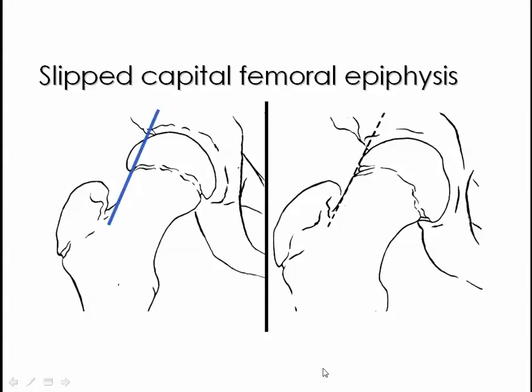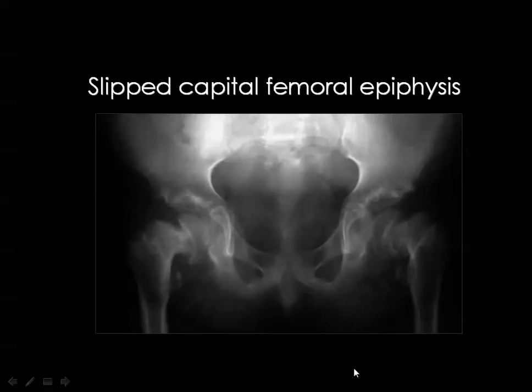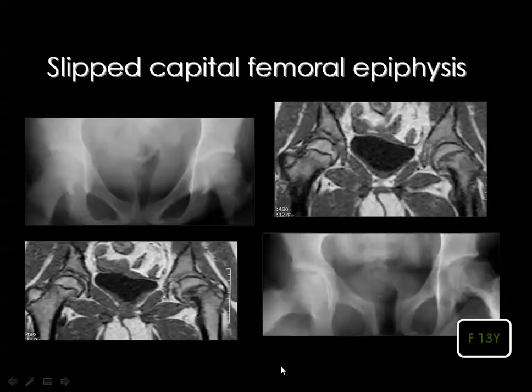You draw this line tangential to the superior aspect of the femoral neck. If the capital femoral epiphysis is in its normal position, this line will cut part of the epiphysis. But if the epiphysis is slipped, and this usually occurs inferior medial, then the line will not cut part of the epiphysis. This is just a helpful maneuver. Then this is an easy diagnosis, bilateral slipped capital femoral epiphysis, as seen on this plain X-ray.